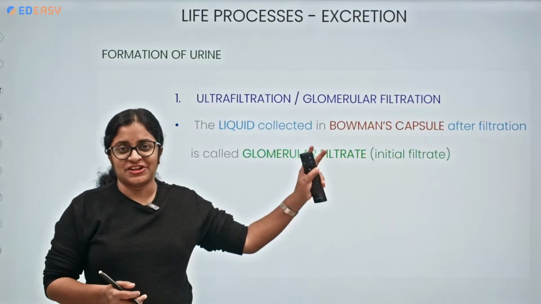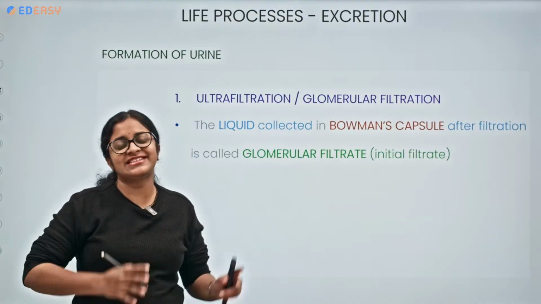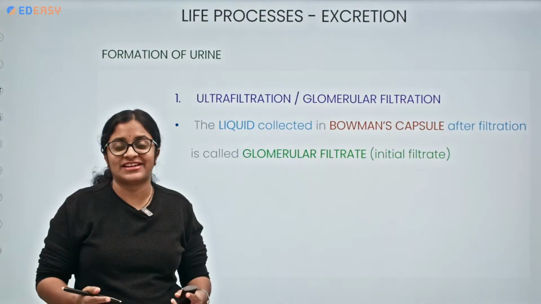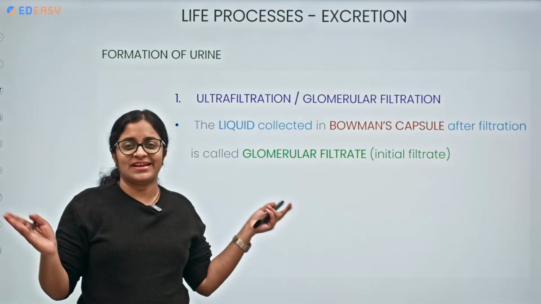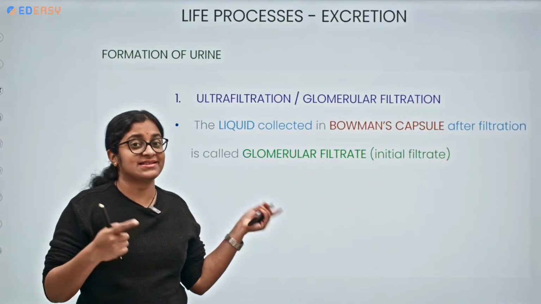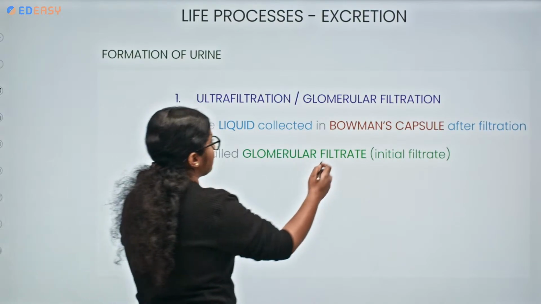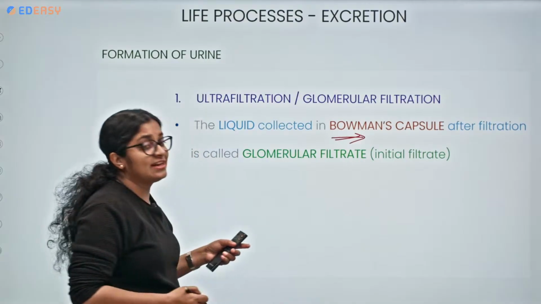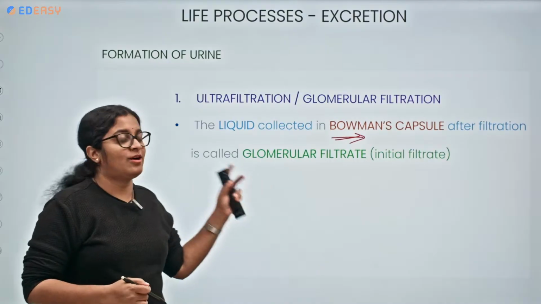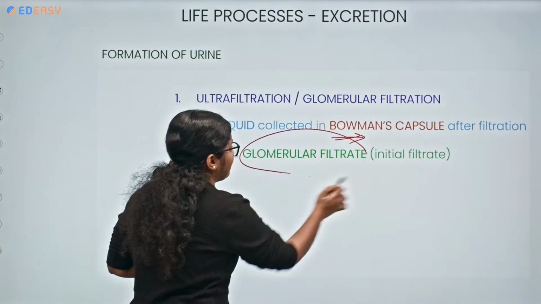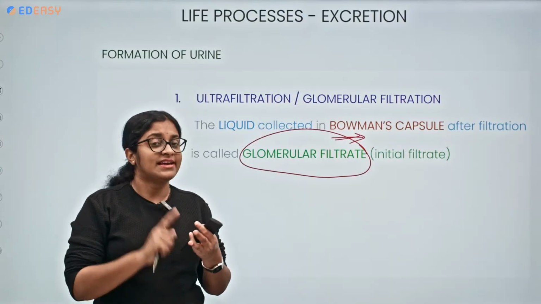So the ultrafiltration or the glomerular filtration we are talking about: since this filtration is happening inside the glomerulus, we are calling it glomerular filtration. Since it is taking place with the help of high pressure, we can call it ultrafiltration. Even the minute substances are getting filtered over here. So the liquid that gets collected in the Bowman's capsule after the filtration, we are going to call it ultrafiltrate or glomerular filtrate, or we can call it the initial filtrate.